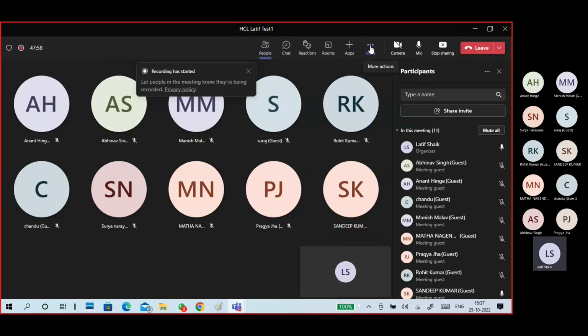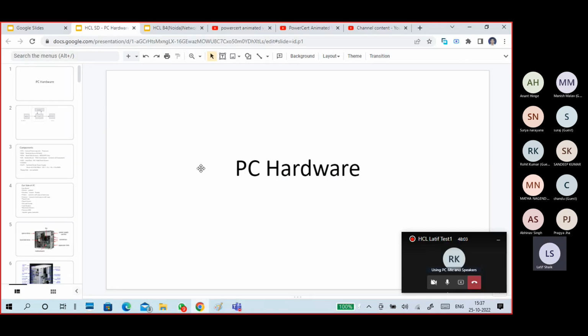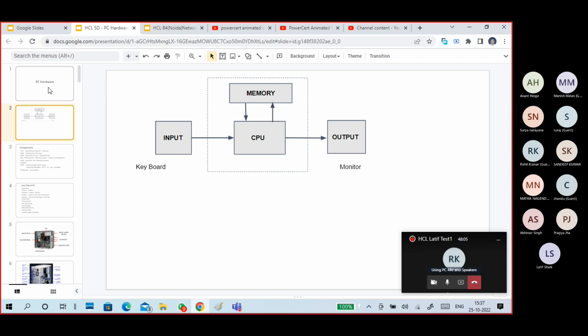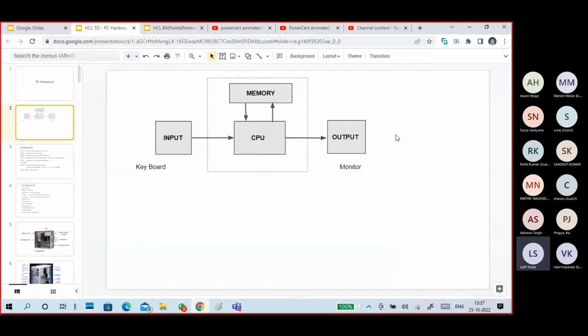So here I started a recording. Then here it is PC hardware. Okay, so this is a block diagram. You can see here it is a block diagram. It is a traditional block diagram: CPU, memory, input, output.